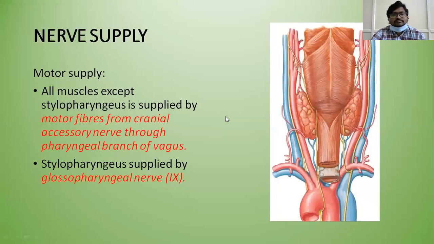Now coming to the nerve supply. As we discussed before, all muscles except the stylopharyngeus are supplied by the motor fibers from the cranial accessory nerve through the pharyngeal branch of vagus nerve. The nucleus from which the fibers originate is the nucleus ambiguus. The stylopharyngeus, however, is supplied by the glossopharyngeal nerve.